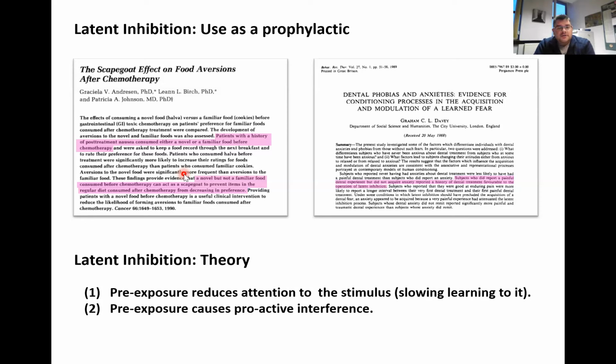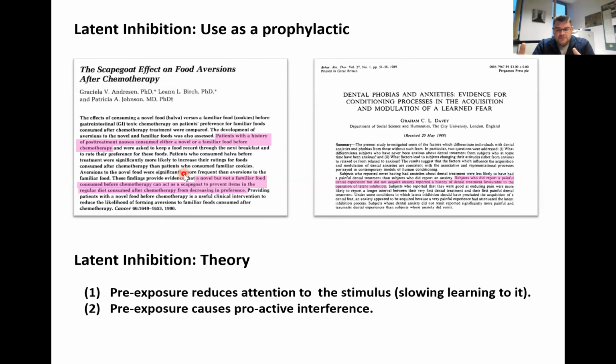A second class of theories is so-called proactive interference theories. And the idea here is that conditioning is attenuated to a stimulus which is familiar because that pre-exposure stage has a proactive interference effect on it. When you're trying to learn, for example, that a cue signals an outcome, that's going to be less successful if you've got a bunch of memories that precede that where the cue signals the absence of the outcome. Okay. So that's latent inhibition. That's why it's kind of interesting.